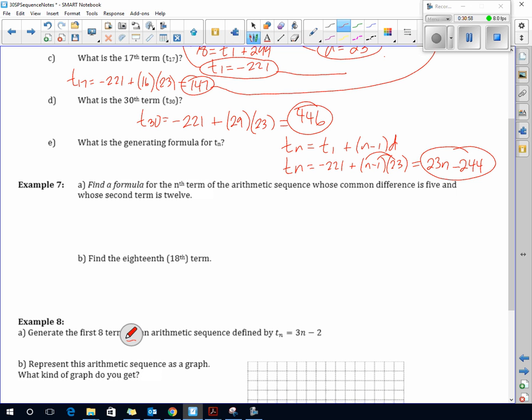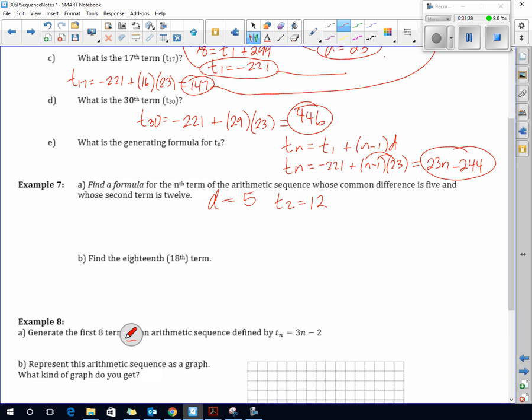Okay, example 7. Find a formula for the nth term of arithmetic sequence whose common difference is 5 and second term is 12. Okay, so I'll give you a second to figure that out. It's very similar to the previous example. So D equals 5 and term 2 is 12. So how did you figure this out? You didn't figure out A? When they give you term 2, it's pretty easy to find term 1, right?